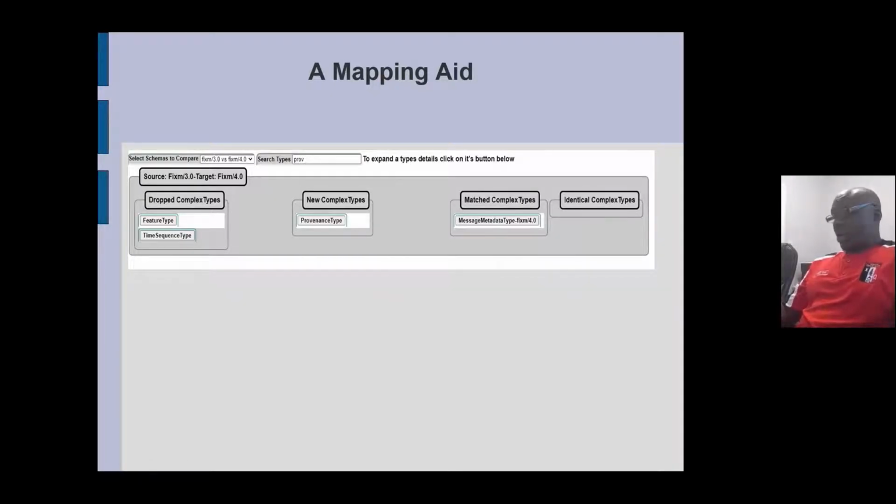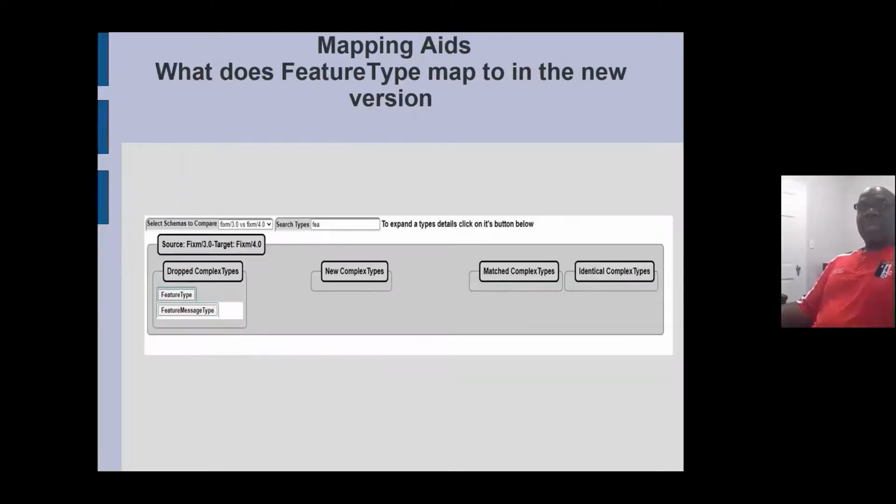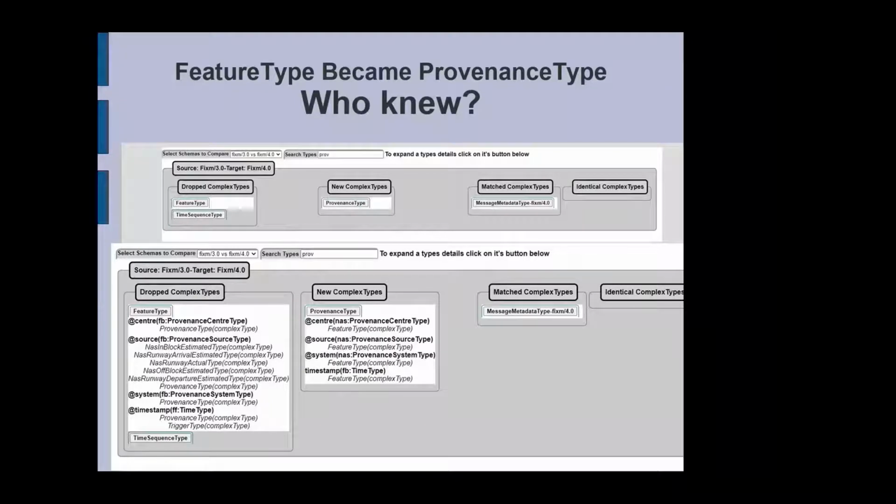So let's go forward a little bit and expand now. So we click the feature type button and the provenance type button. Now look at the provenance type in the target schema. Right? It's got center, source, system, and timestamp. So this is a pretty good candidate for us for our mapping.